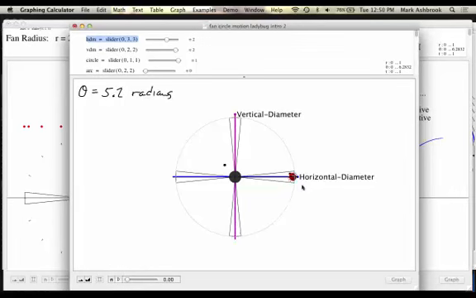Okay, remember 3 was about here, right? Because pi is halfway. So 4 is down here somewhere, and 5 is just past there, and then 6 is like here. So 5.2 radians is going to be right here.